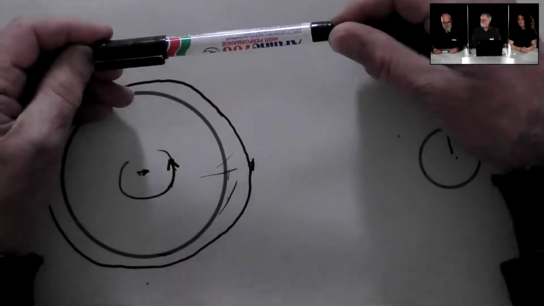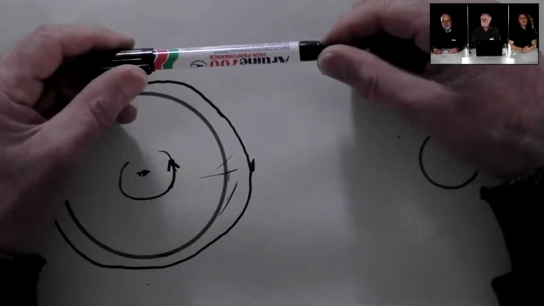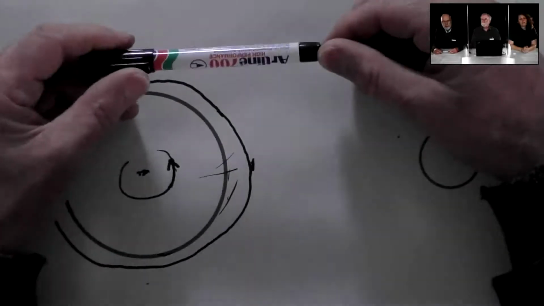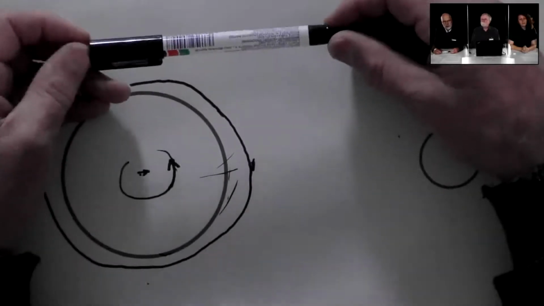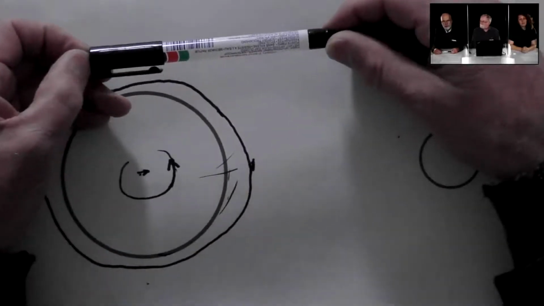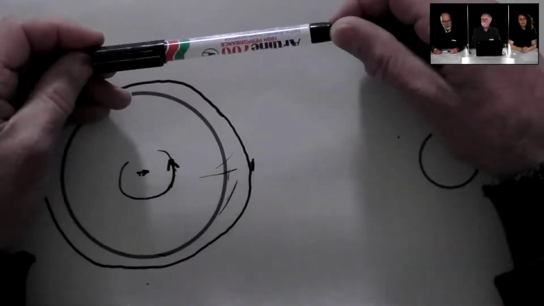Now, the sun is also affecting this. It's much more massive than the moon, but it's also much further away. So the end result of that is that it exerts around about 1/3 of the gravitational or the tidal pull on the Earth as the moon does.